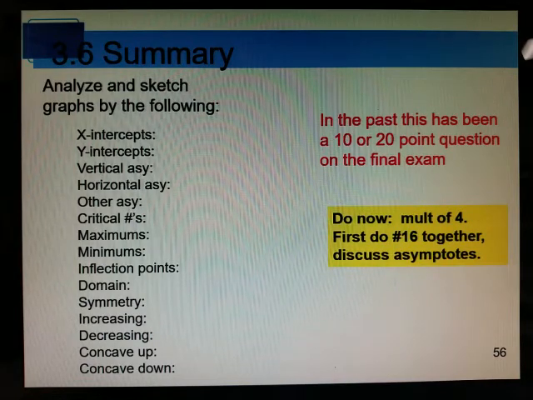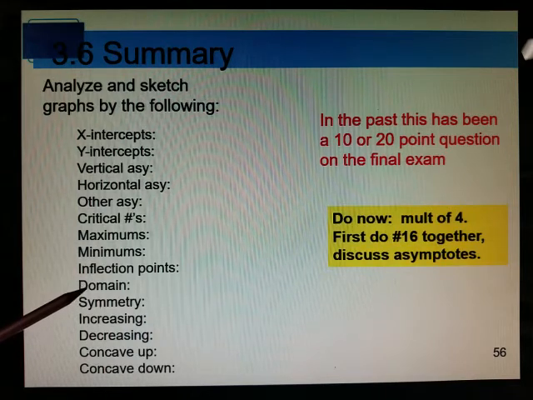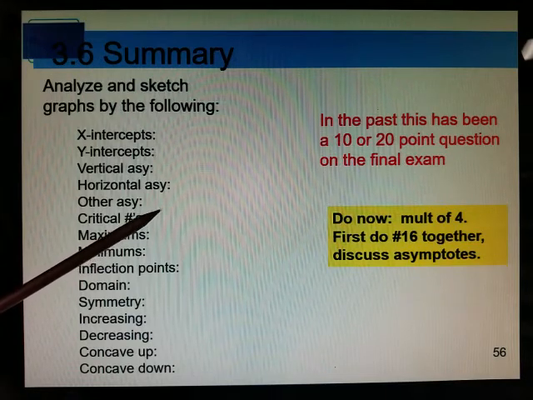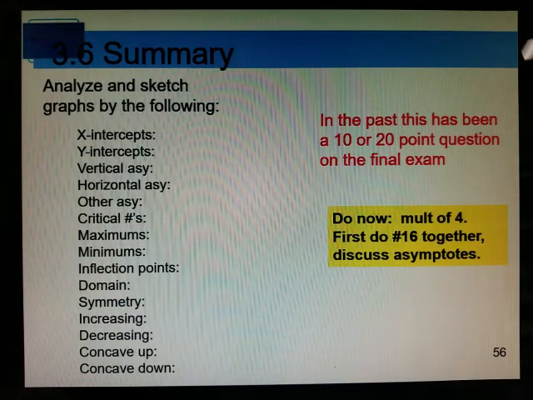So again, like I said in the past, this has been anywhere from 10 to 20 points on the final exam. My test was probably about 40 points from section 6, where you will actually fill in all this information, but I'll try to remember to move the word domain up to the top. Remember on your critical numbers, please, if it's not in the domain, make sure you throw that out from the critical numbers, because it can't be a critical number if it's not even in the domain to start with.